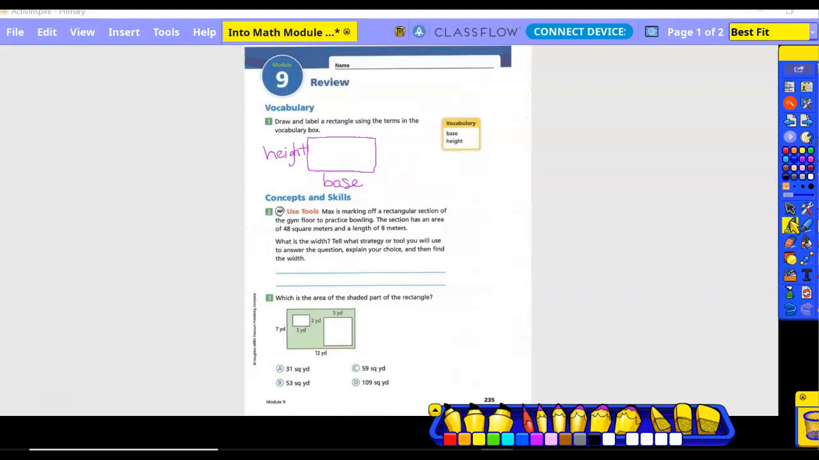Okay. Concepts and skills, number 2. Max is marking off a rectangular section of the gym floor to practice bowling. The section has an area of 48 square meters and a length of 8 meters. What is the width? Tell what strategy or tool you will use to answer the question. Explain your choice and then find the width. So, what are we going to need? What formula? Perimeter formula or area formula?